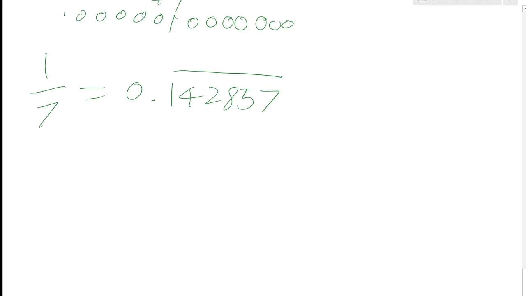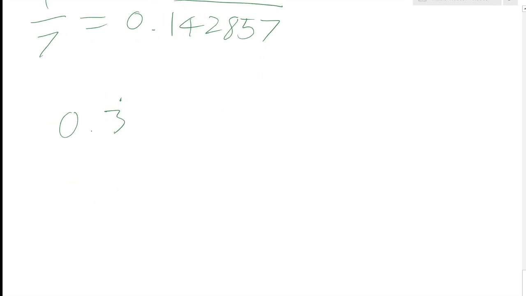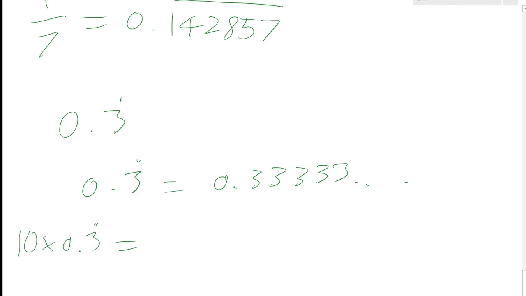Now this is not very fun, but doing it in reverse is slightly easier. So let's do this in reverse. Let's say 0.3 recurring. We know that's a third, but let's show it. So 0.3 recurring equals 0.33333 ad infinitum. That's a terrible 3. Which means that 10 times 0.3 recurring equals 3.33333.